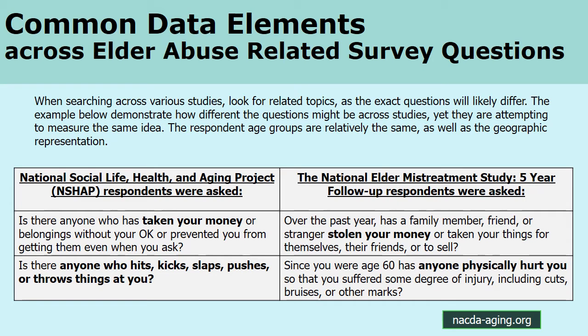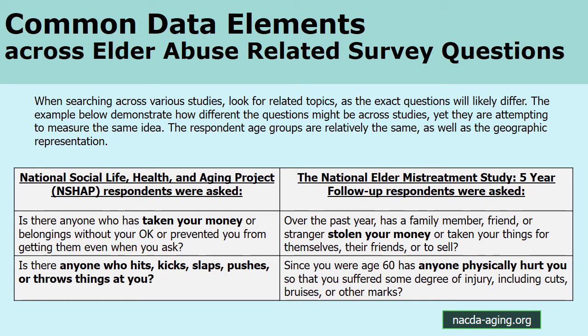Both of these questions ask about the respondent's money being taken. Both, again, have samples of elderly respondents, and both are U.S. national represented populations. But the term financial abuse isn't present in this variable level information. So, to find these, you might search for taken or money or some other kind of indicator of financial abuse.